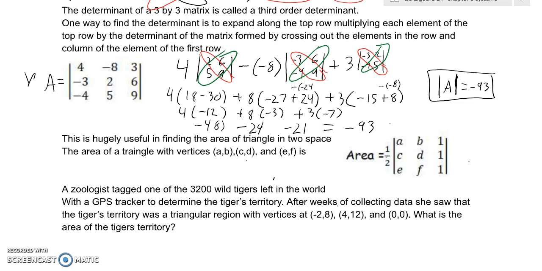It was a long problem. This shortened things up tremendously using this formula. The area is 1/2. You put each of the points in, A, B, C, D, E, F, and you put a row of 1s on the far side.